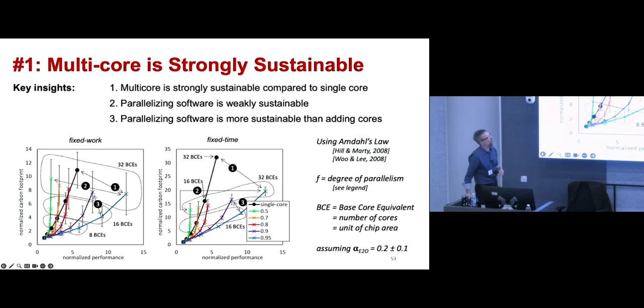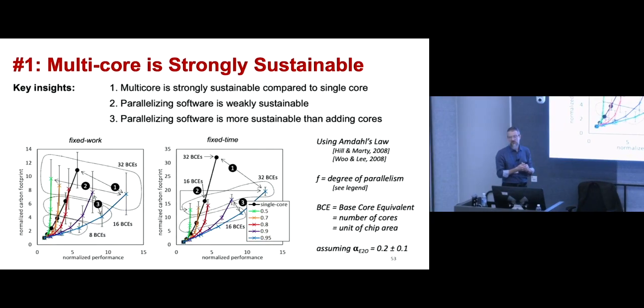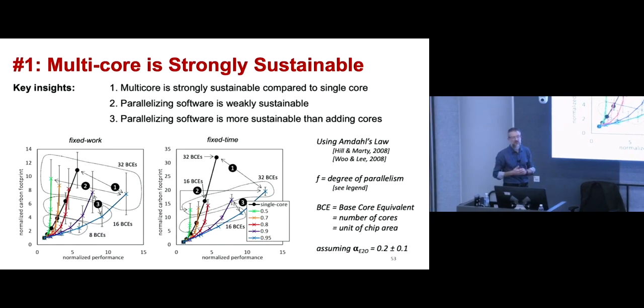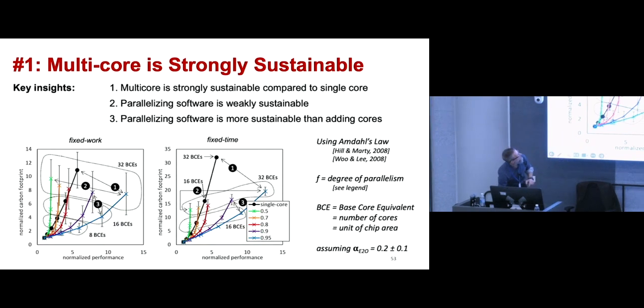So there's a role for software people to play here. If we can somehow parallelize software more than we do today, I know it's hard, but that is a more sustainable way than adding more cores and leaving software as it is. Yes? No, it would be strongly sustainable because it occurs for both the fixed work scenario right here and the fixed time scenario right here.